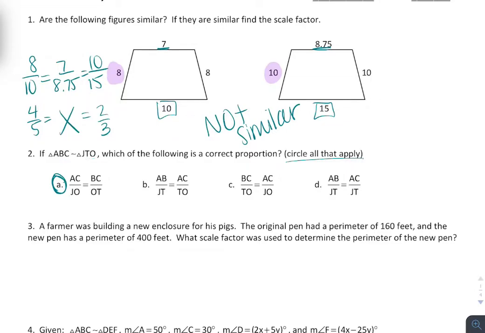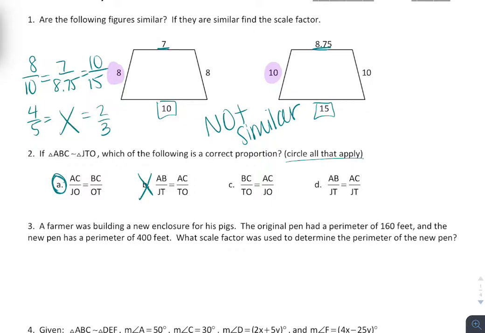Okay. Second one, we have AB and we have JT. AB is the first two, JT is the first two, so that works out. AC is first and third. T and O is second and third, looking at that statement. So B is not an option. Then we have BC to TO. So BC is second and third. TO is second and third, so that checks out.